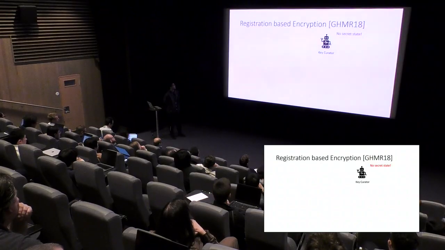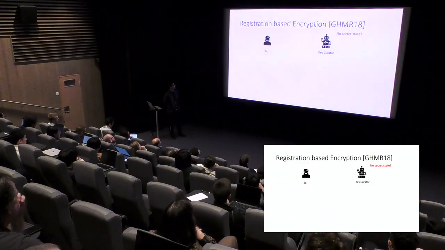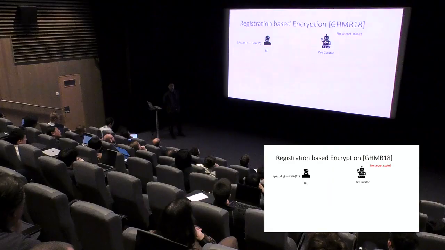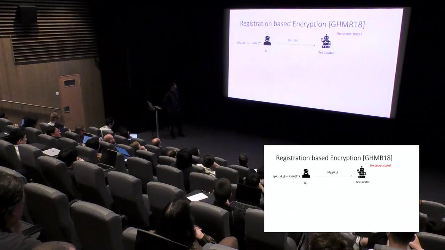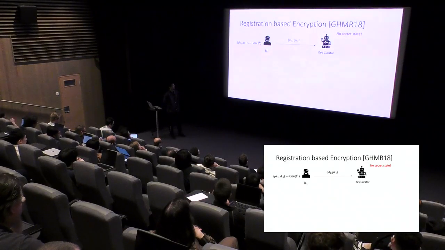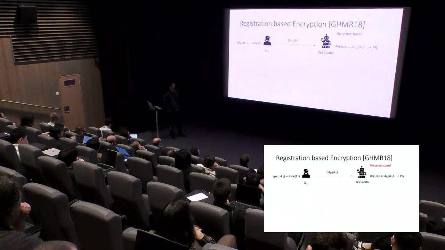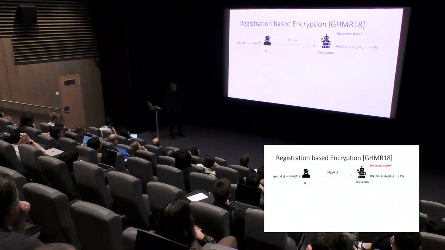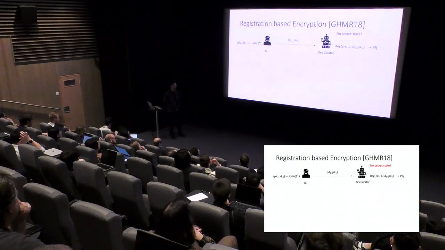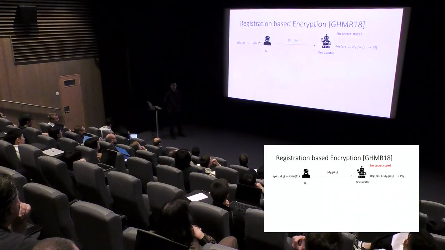And then how does this scheme work? Well, as said before, each user will generate her own public key and secret key. She will send her public key together with her identity to the key curator, who will register the identity and public key to get a public parameter. This public parameter will function in a similar way as the master public key in identity-based encryption.